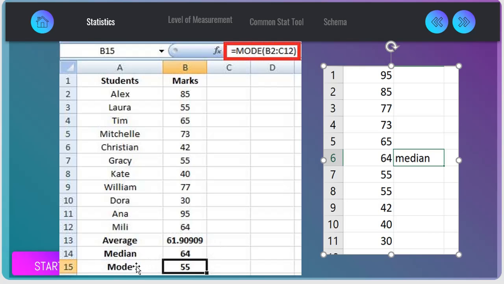Okay, now to see the mode, we have to check which number repeatedly appeared. So here it says that the mode is number 55. Let's see how many times 55 appeared in this example. Laura got 55 and Gracie got 55. So there are only two 55s in this example, but that's the only score that appeared repeatedly. So we consider that one as our mode.